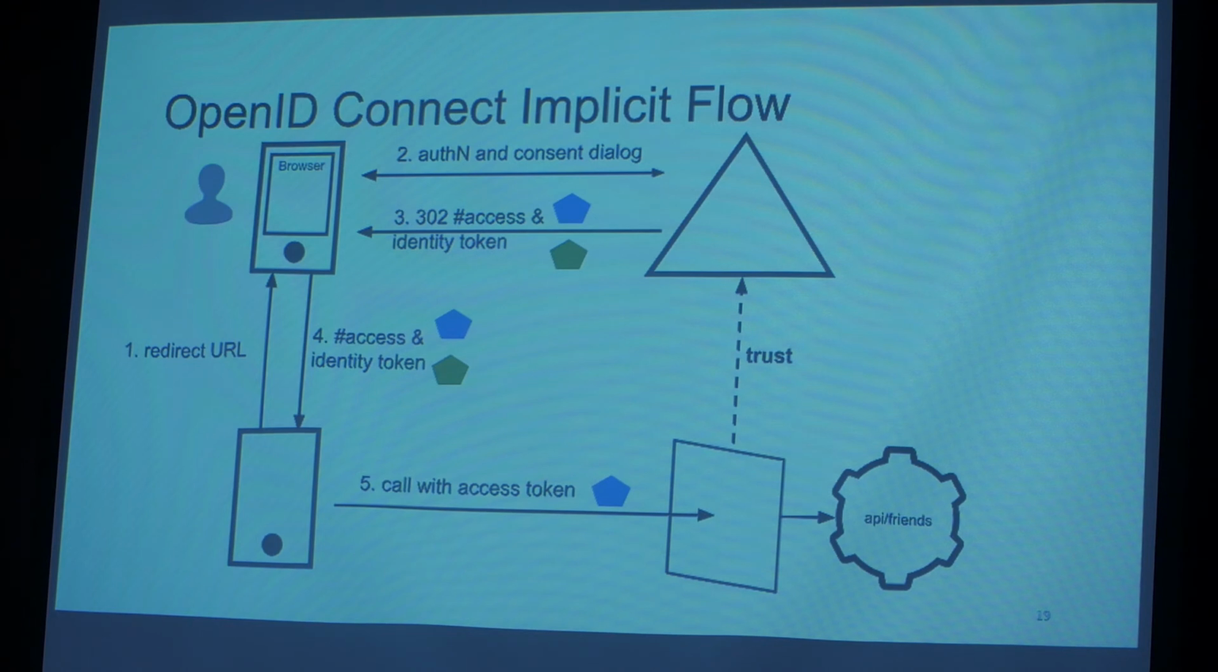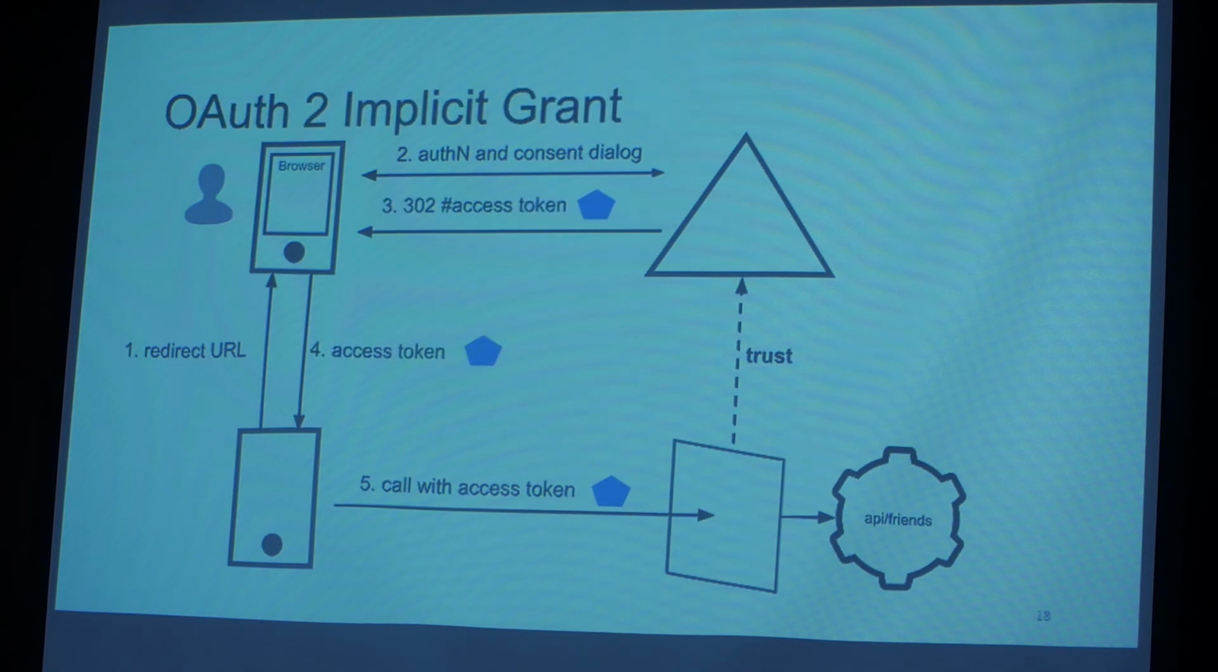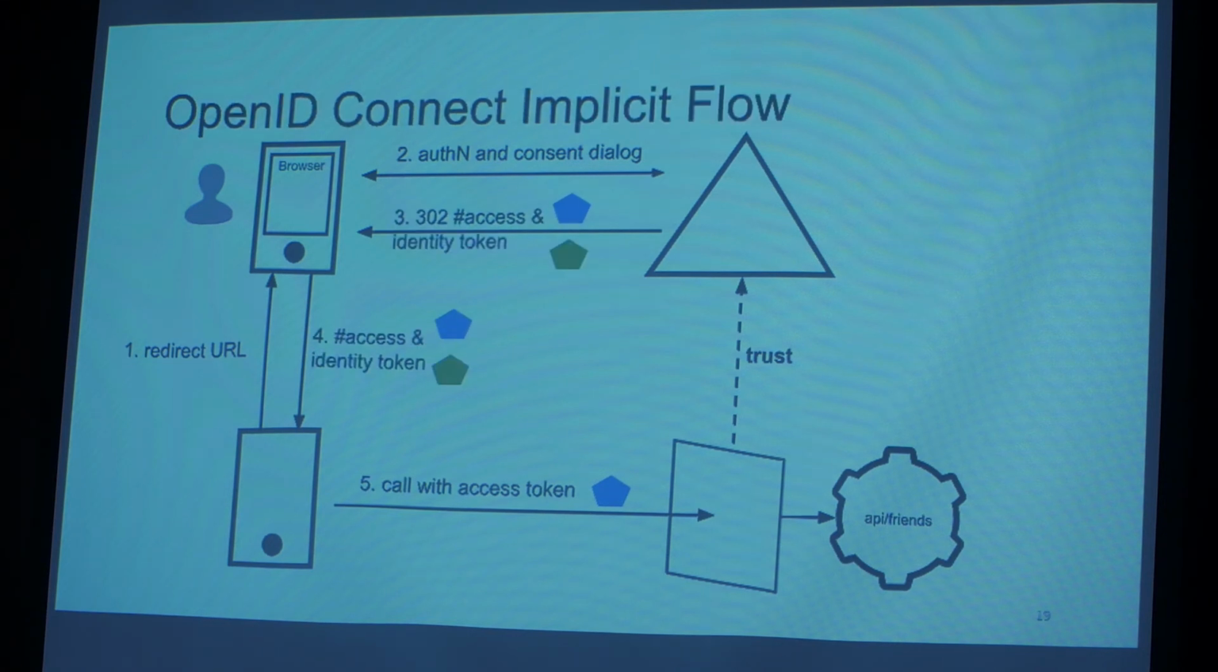So this implicit grant, the OAuth implicit grant, is trivially extendable to the OpenID Connect implicit flow. The difference between the two is that with the OpenID Connect flow, you get an ID token as well as an access token. So there are two tokens coming back from the Auth0 server, basically. OpenID Connect is indeed an extension of OAuth.